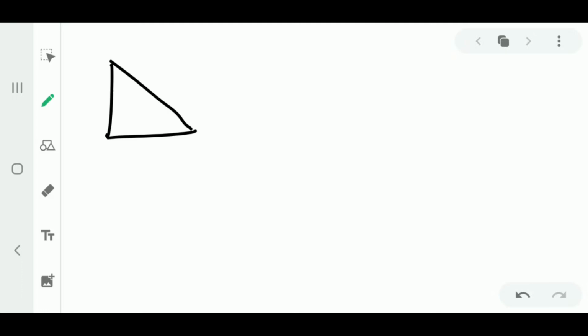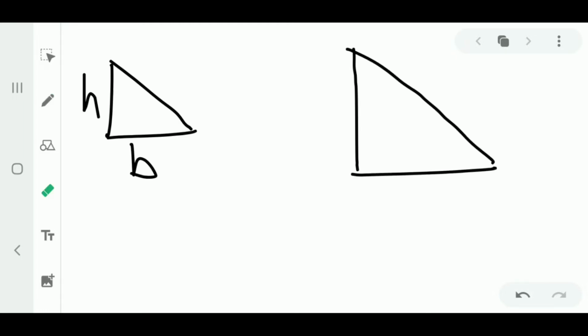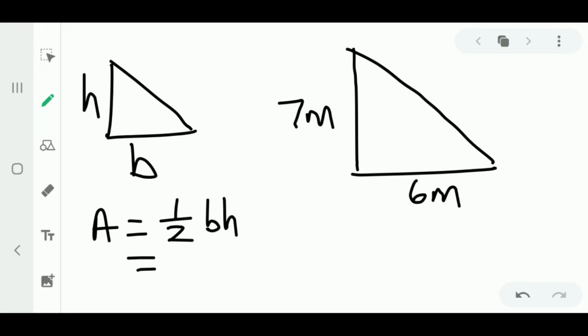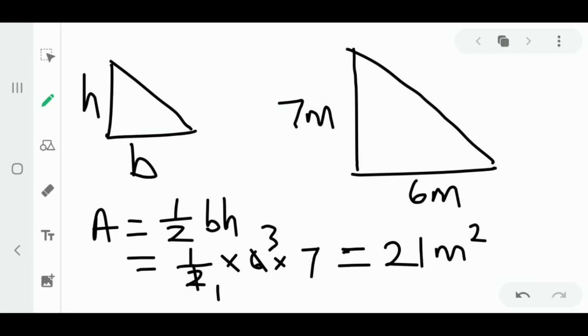the height. Now the height is the vertical line. So this here is the height and this here is the base. Right? So let's say, for example, we have this here, 7 meters, and the base is 6 meters. Now using the formula, we just say half times 6 times 7. This goes into this 3 times, so that means the answer is 21 meters squared.